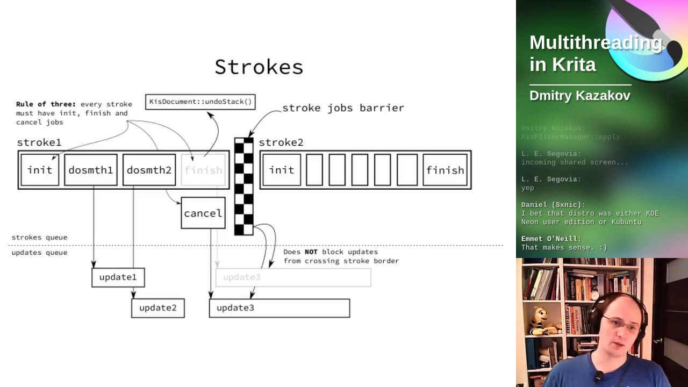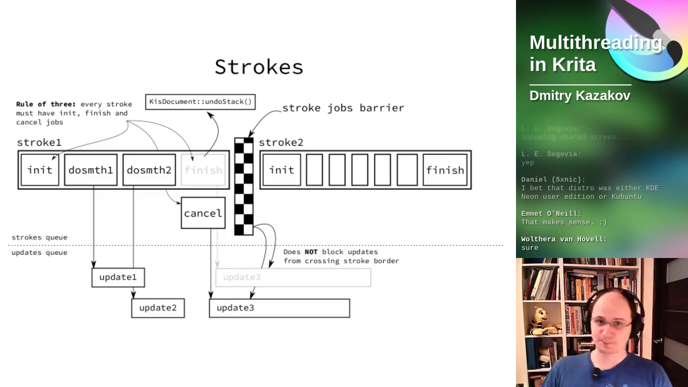Okay, so should we continue? Volterra, are you back? I think it's been 10 minutes now, so we should go. So we were talking about strokes, how the stroke jobs cannot overlap with each other, but updates can cross the stroke jobs barrier easily.